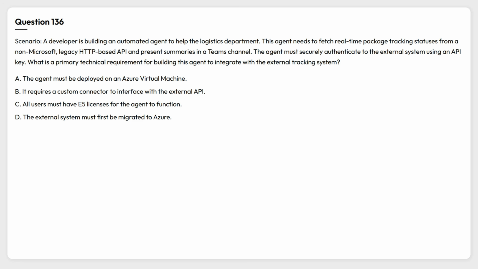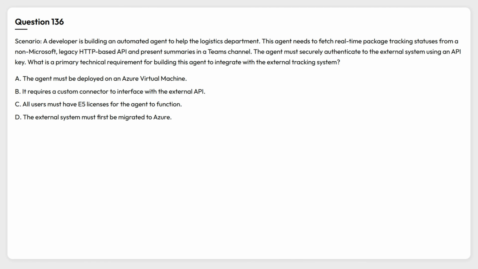Question number 136. Scenario: a developer is building an automated agent to help the logistics department. This agent needs to fetch real-time package tracking statuses from a non-Microsoft legacy HTTP-based API and present summaries in a Teams channel. The agent must securely authenticate to the external system using an API key. What is the primary technical requirement for building this agent to integrate with the external tracking system?